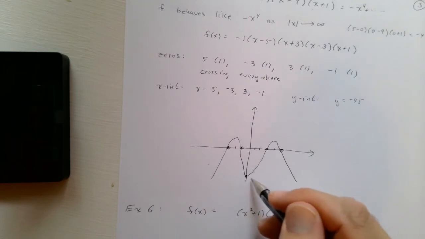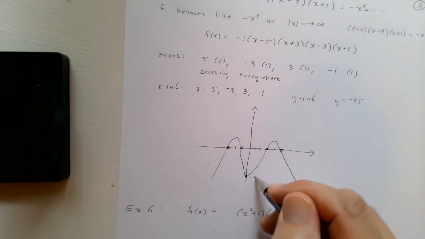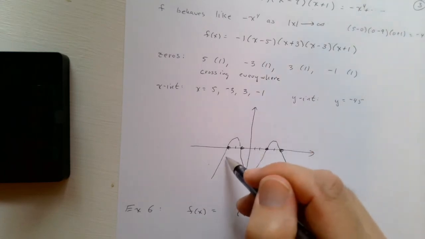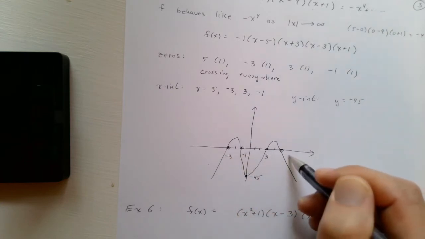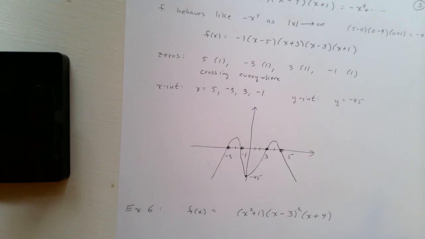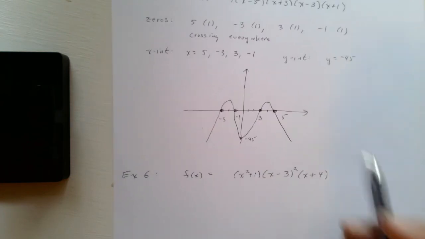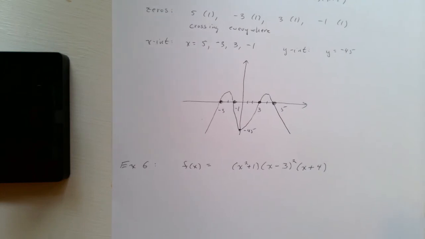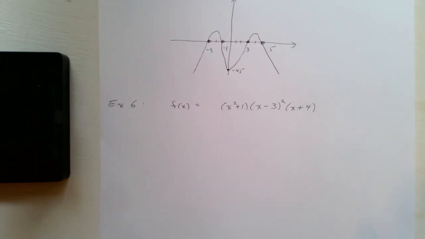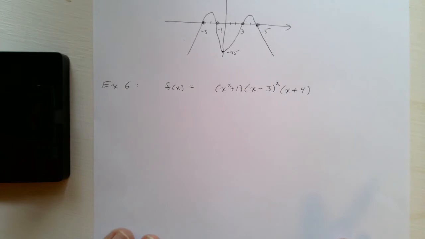Okay. And remember, this is supposed to be negative 45. This is negative 3, negative 1, 3, and 5. So it should look like that. And again, this won't be drawn to scale. All right, let's look at example 6.